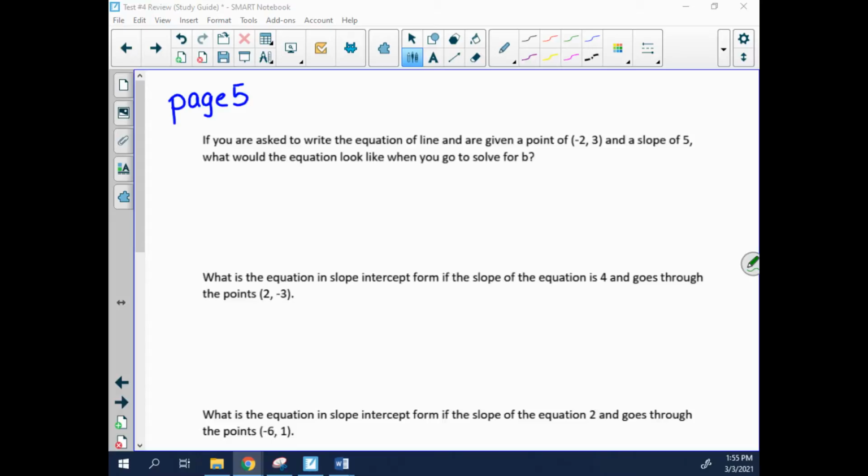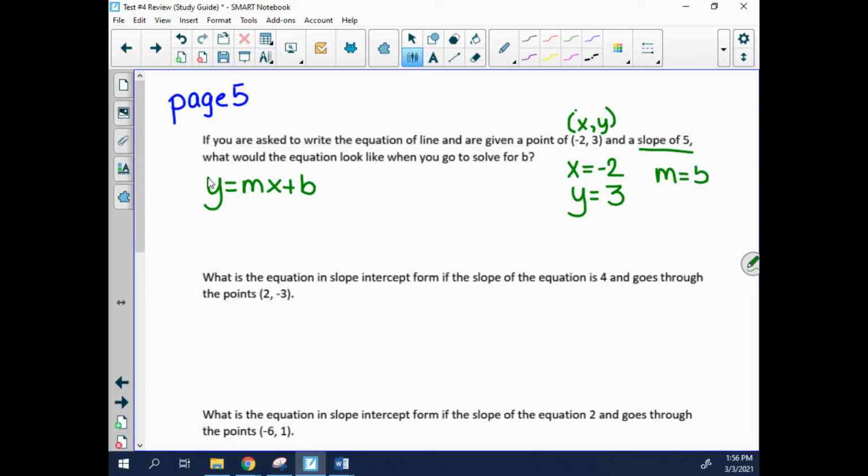So for a question like that, we're remembering that we're using slope-intercept form, and we're going to identify the different pieces they're giving us. When they give us a point, they're giving us an x value and a y value. So x is going to equal -2 and y is equaling 3. They gave us a slope of 5, which means m equals 5. All they're going to want to know is what it looks like when I plug these numbers in.